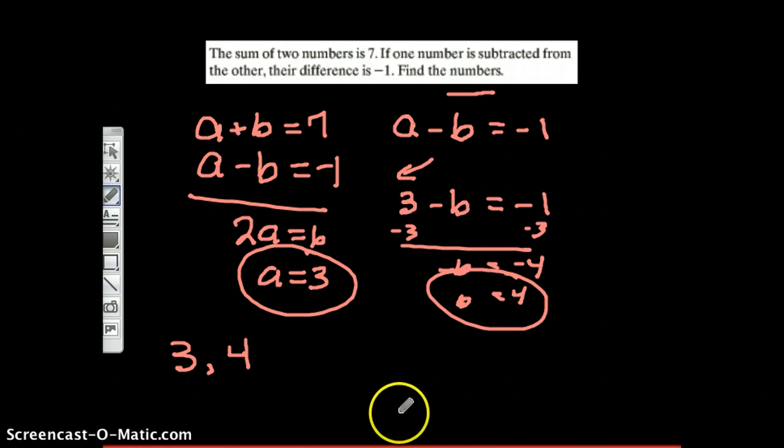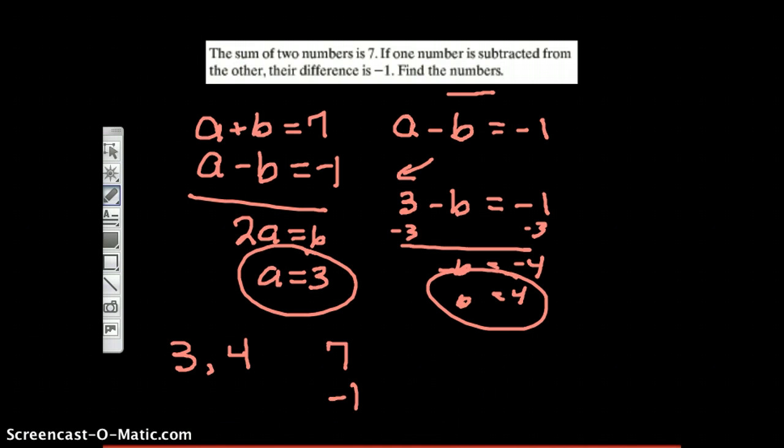Well, let's check that out. What's the sum? Well, the sum is 7. What's the difference? Well, 3 minus 4 is -1. So there you go. Now notice we did basically all of the steps in this problem. We may have emphasized one version versus another, or one more than the other.